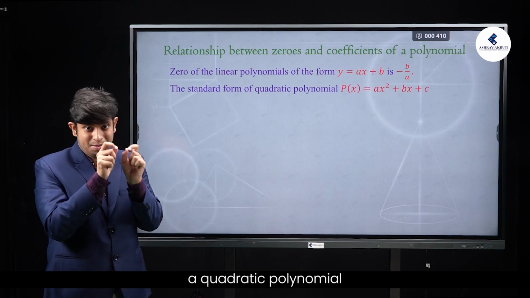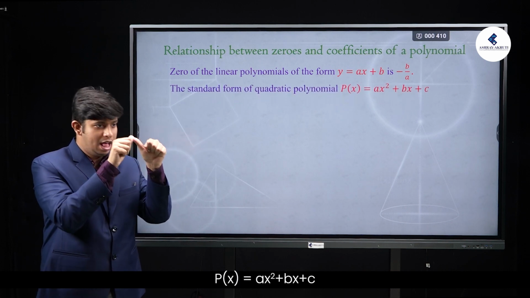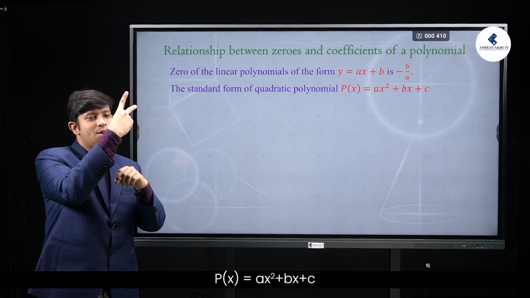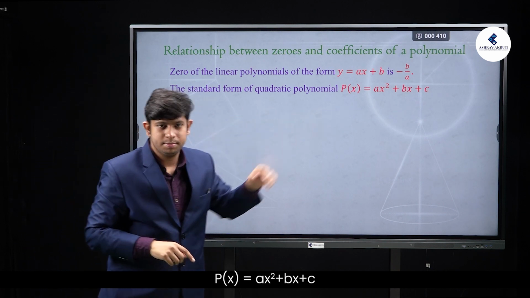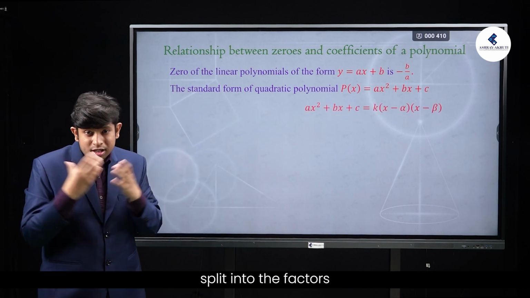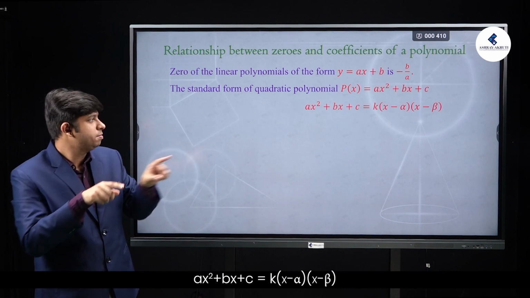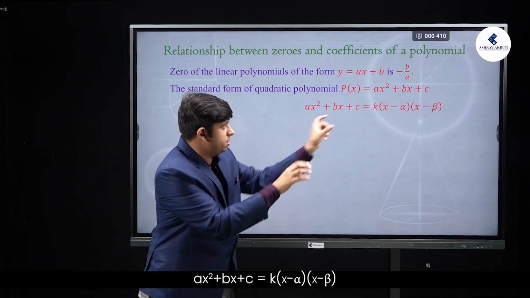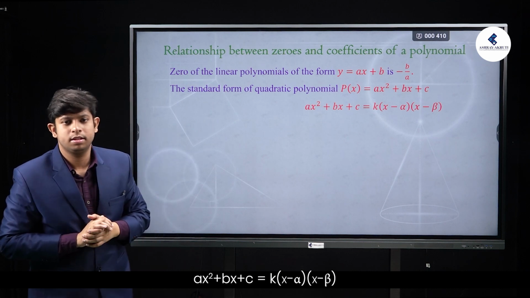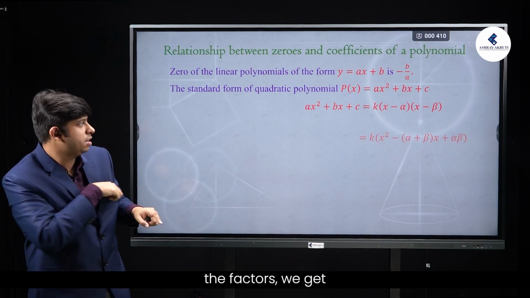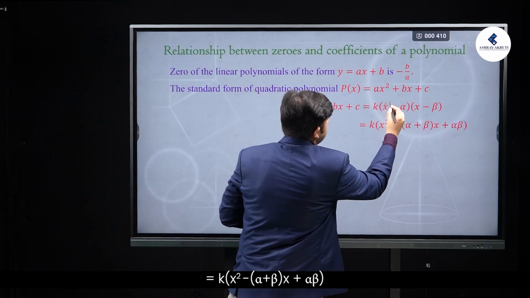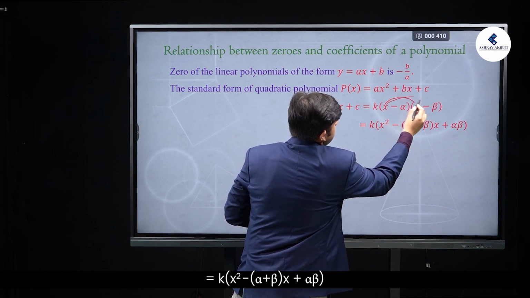The standard form of a quadratic polynomial p of x is equal to ax square plus bx plus c. Now we split into the factors, that is ax square plus bx plus c is equal to k into x minus alpha into x minus beta. Then after multiplying the factors, we get k into x square minus alpha plus beta into x plus alpha beta.